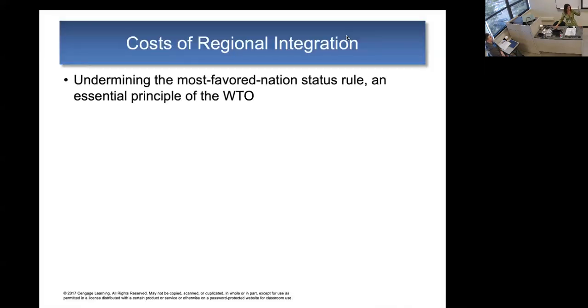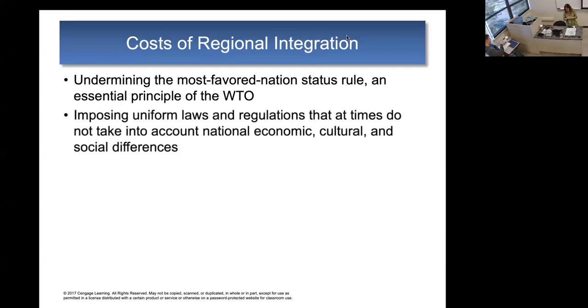Costs of regional integration, or the disadvantages: undermining the most favored nation status rule, an essential principle of the World Trade Organization, where they are coming up with most favored nations, sometimes to help those nations and sometimes to improve them, or because they are doing things the right way. But now when you have the trade agreement, you're going to automatically favor the nations that are in that agreement before you go to the most favored nation status that the World Trade Organization sets, right?